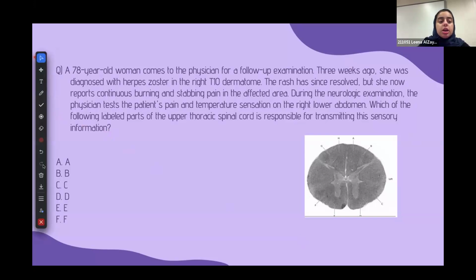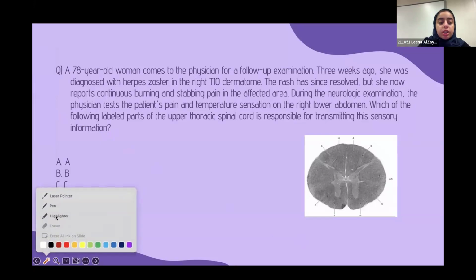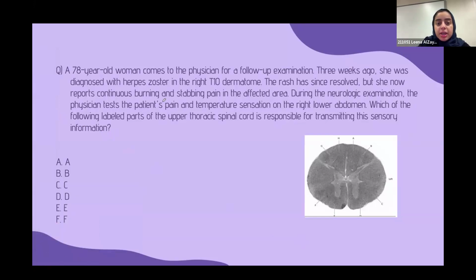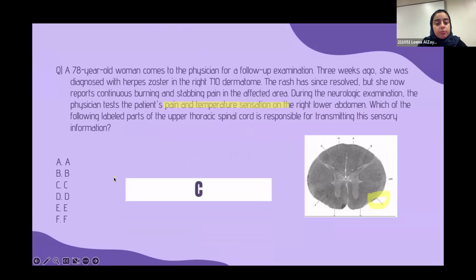So what is the keyword here? The keyword here, guys, is pain and temperature sensation. So pain and temperature is which specific tract? Spinothalamic. Which one? Anterior or lateral? Lateral spinothalamic. Perfect. So in the lateral spinothalamic, where is it located, guys? Tell me exactly where. It's C, exactly. So it's over here. So this is where the problem is. So the answer is C. Good job. So any questions about this?